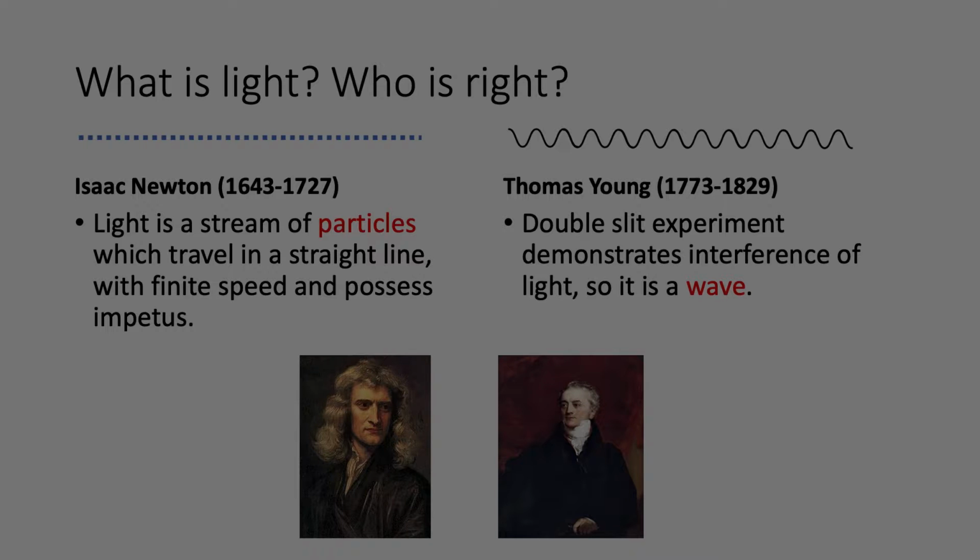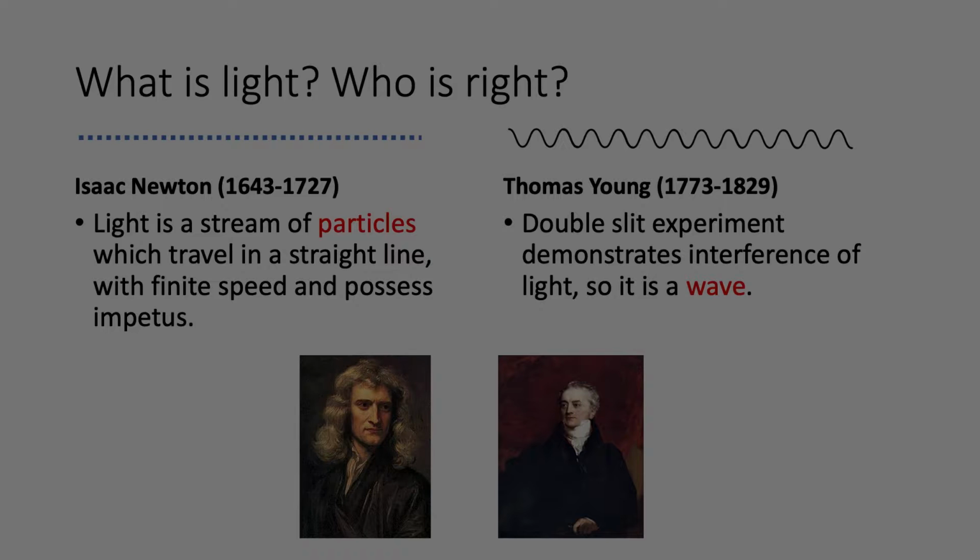So if we go back to the 17th century and the work of Isaac Newton, he discovered a great deal of really important stuff. He did a lot of work on forces, for example, and his ideas from that were still in use when they were building the rockets to go to the moon in the 20th century. However, when Isaac Newton studied light, he came to the conclusion that it was a stream of particles which travel in a straight line with finite speed and possess impetus. And even 50 years after his death, those ideas began to be overturned.